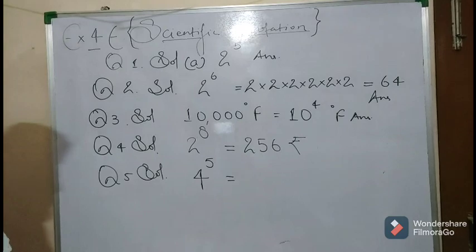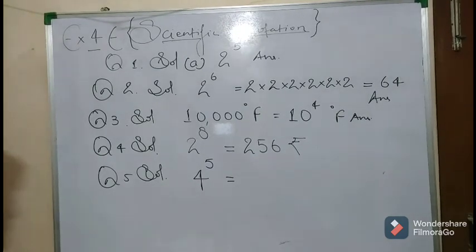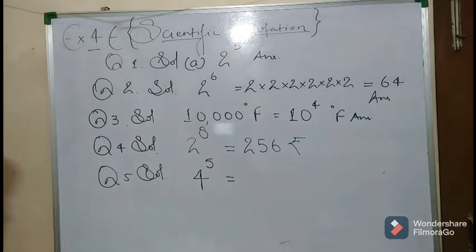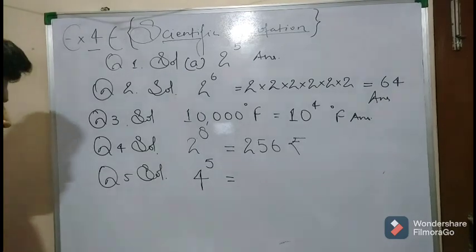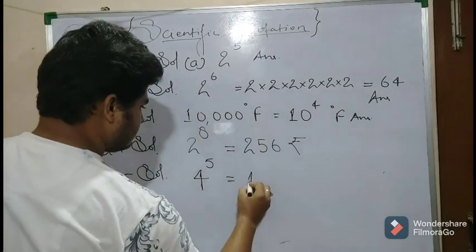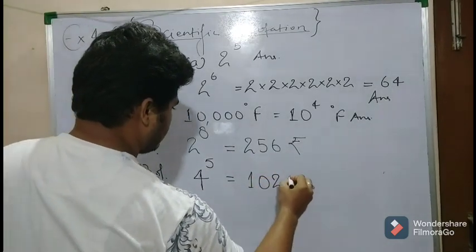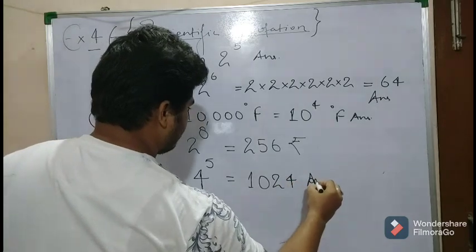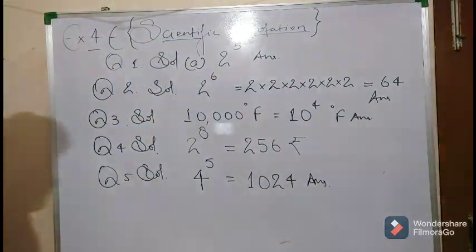So 4 into 4, 16, into 4 is 64, or it can be written as 2 raised to the power 10, and 2 raised to the power 10 is 1024. So 1024 people will be contacted.